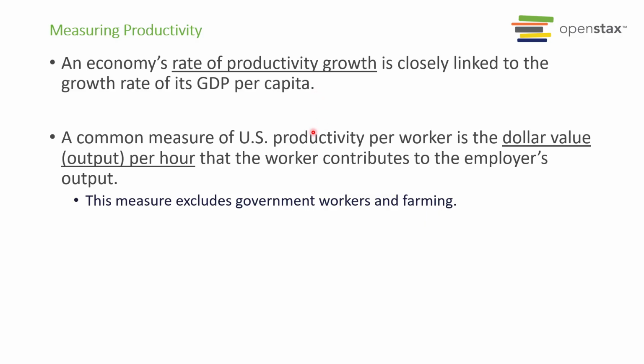And we already defined this, but it's worth recalling. So a common measure of U.S. productivity per worker is the dollar value per hour that the worker contributes to the employer's output. So we can think of that as, let me write it out, the GDP per hours worked, like we did before.